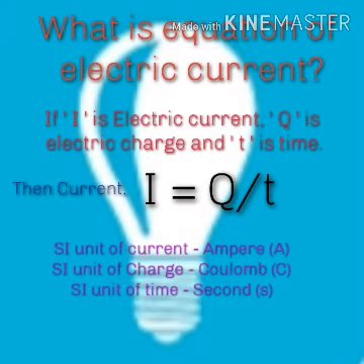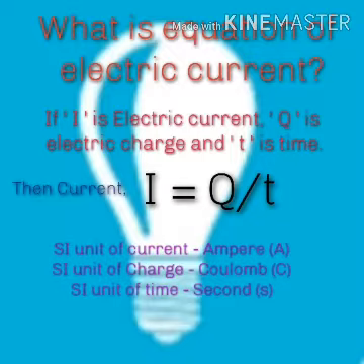Equation of electric current. What is the equation of electric current? If I is electric current, Q is electric charge, and T is time, then electric current I is equal to Q by T. I is equal to Q by T is the equation of electric current.